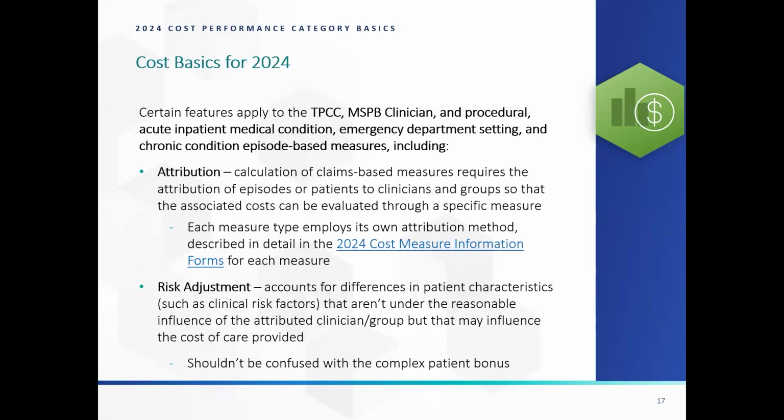The calculation of claim-based cost measures requires the attribution of episodes or patients to clinicians and groups so that the associated costs can be evaluated through a specific measure. Each measure's attribution methodology is detailed in the Measure Information Form, or MIF. And then finally, risk adjustment. The risk adjustment accounts for differences in patient characteristics, such as clinical risk factors that aren't under the control or reasonable influence of an attributed clinician or group, but that may influence the cost of care provided.